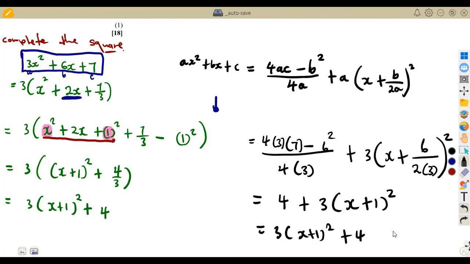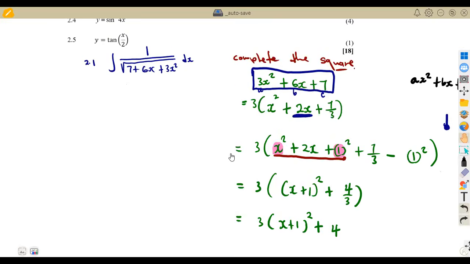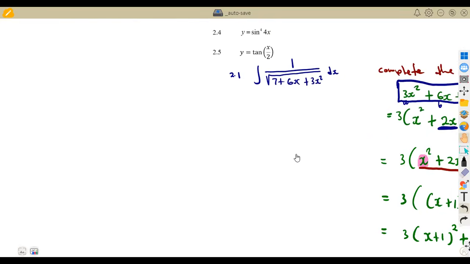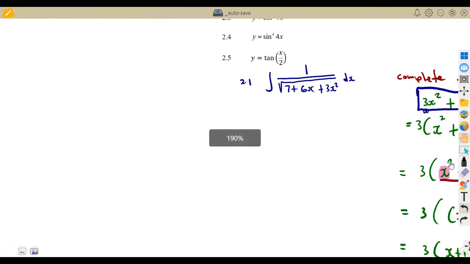But that is not the question. The completing of this square is something that you're supposed to know. The question is on integration, not on completing of the square. After you have completed your square, we have to go back to our question here. This was our question. We are supposed to integrate this with respect to x. All right, this is what we are supposed to integrate.